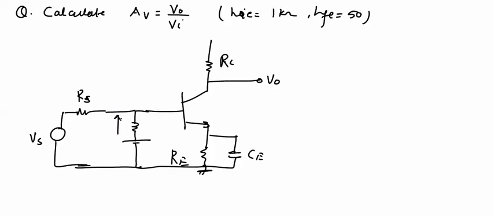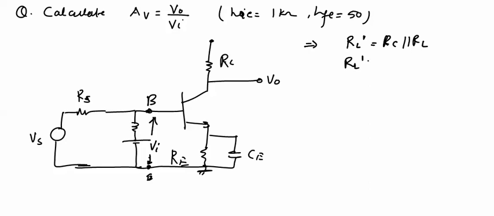We know that this voltage Vi is the voltage between base terminal and emitter terminal, and this is the output voltage V naught. Now in this circuit, the load resistance RL dash is the parallel combination of RC and RL. If RL is not given, we will say the load resistance RL dash will be equal to RC.